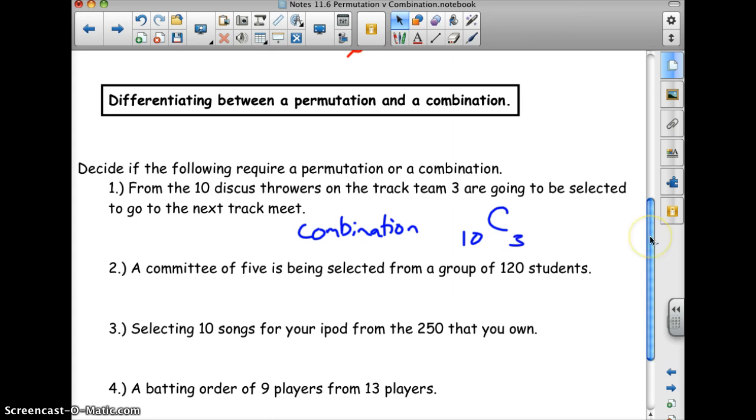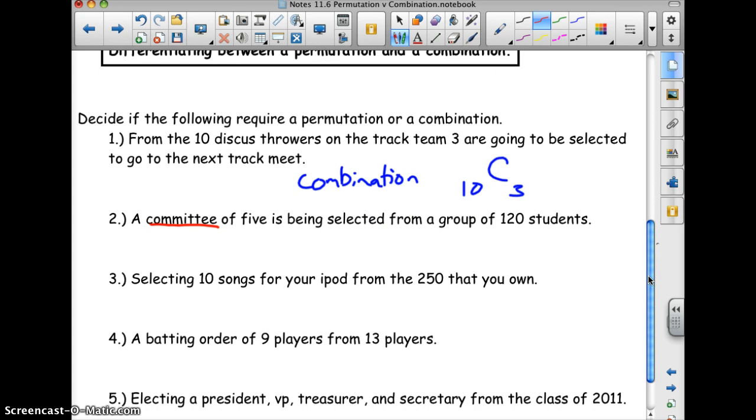Clues, like keywords that lead you towards a combination as opposed to a permutation, would be something like a committee. A committee of 5 is being selected from a group of 120 students. So committee, right? Either you're on the committee or you're not. It doesn't say anything about being the chairman of the committee. It just says you're picking 5 people to form a committee. So that is a combination, 120C5.